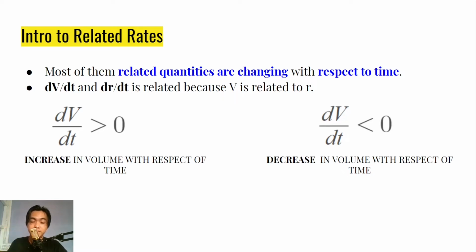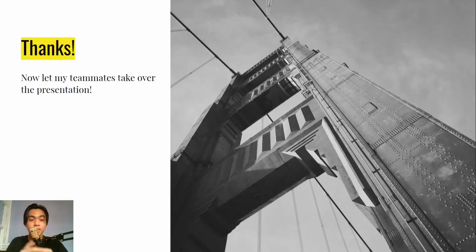Do remember that if dV/dt is greater than 0, it means there is an increase in the volume with respect to time. Meanwhile, if it is less than 0, it means that there is a decrease in volume with respect to time. Now let me show you the simplest example to illustrate how related rates can be found. And now let my teammates take over the presentation as they will cover how related rates apply to a real-time event.